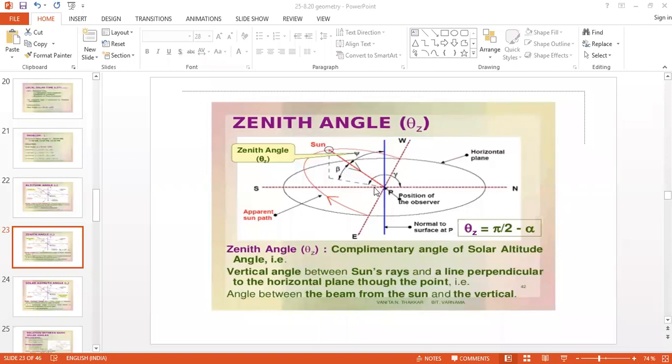The position of the observer is the vertical angle between the sun's rays and a line perpendicular to the horizontal plane through a point. So this is called theta z. This is theta z. It is the angle between the beam from the sun and the vertical. So theta z equal to pi by 2 minus alpha, the formula.